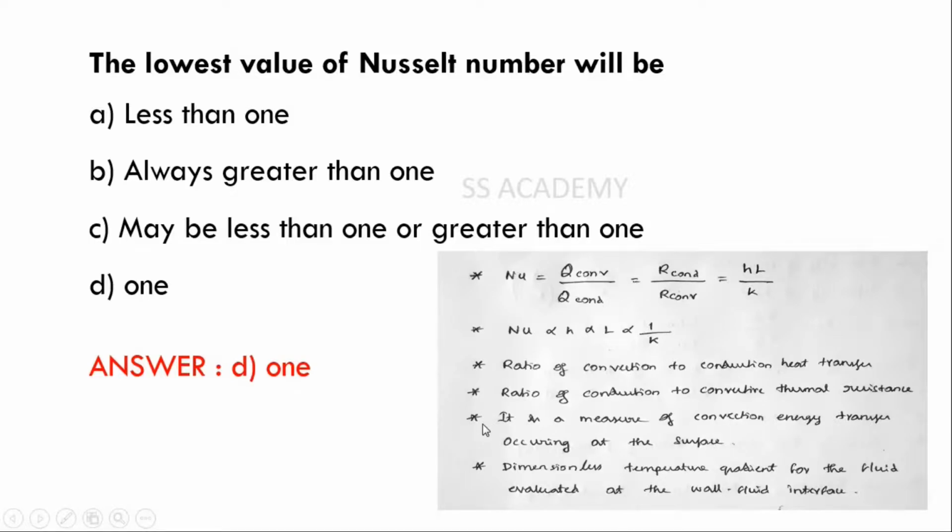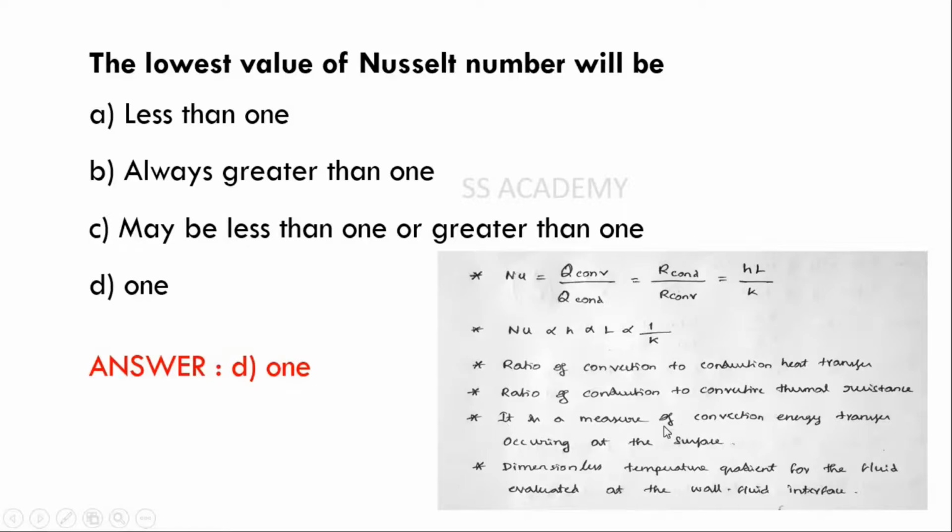This is a very important point. It is a measure of convection energy transfer occurring at the surface, and it is a dimensionless temperature gradient for the fluid evaluated at the wall fluid interface. So the answer for this question you can easily define using this formula, that is, Nusselt number is equal to Q convection divided by Q conduction, and also with this.